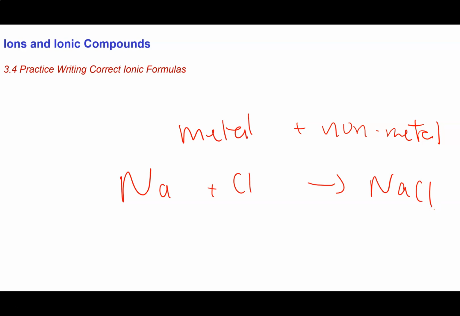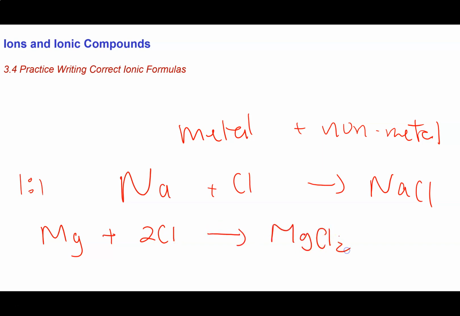form NaCl? Well, we have a 1-to-1 ratio between the ions, but magnesium combines with 2 chlorines to form MgCl2. Well, we have a 1-to-2 ratio between the ions. How did I know that there would be 2 chlorines in this compound and only 1 chlorine in this compound?